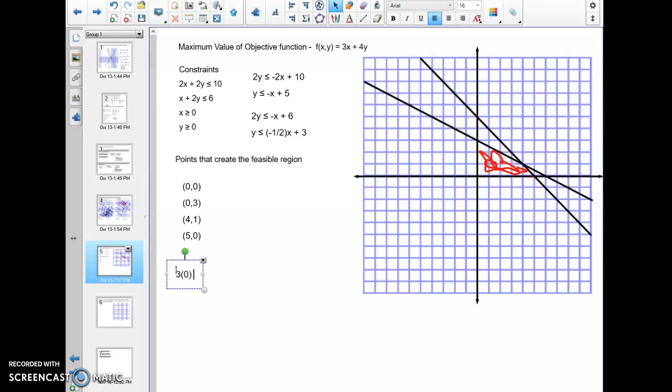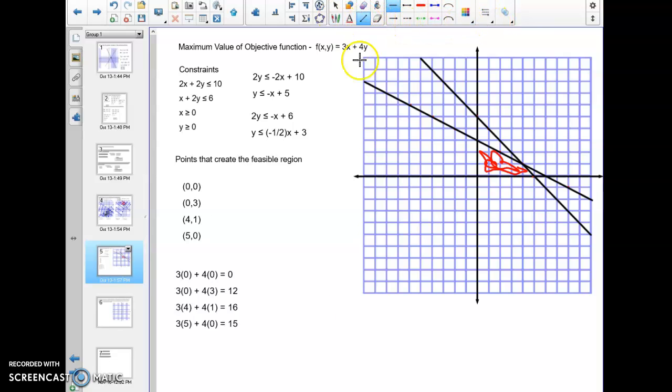3 times 0 plus 4 times 0 equals 0. 3 times 0 plus 4 times 3 equals 12. Make sure you put your x and y in the right spots. Then we have 3 times 4 plus 4 times 1, which equals 16. And then finally, 3 times 5 plus 4 times 0, which equals 15.